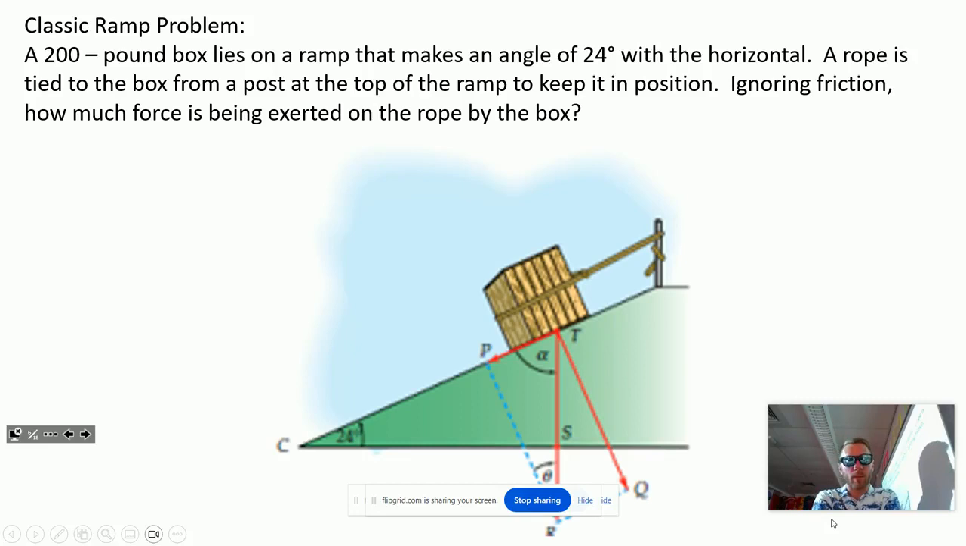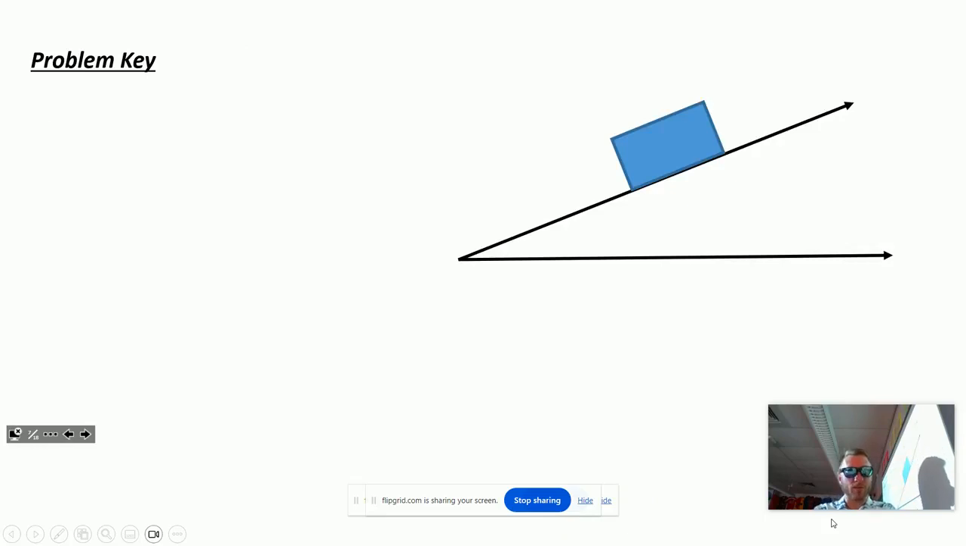And a classic ramp problem is where there's an object, in this case a box, that is on a ramp, making a certain angle with the horizontal. We're wondering how much force is required to keep that box from rolling down the hill. So there are certain things to consider with these problems. Here's our standard situation. All right, so here I have my box on a hill.